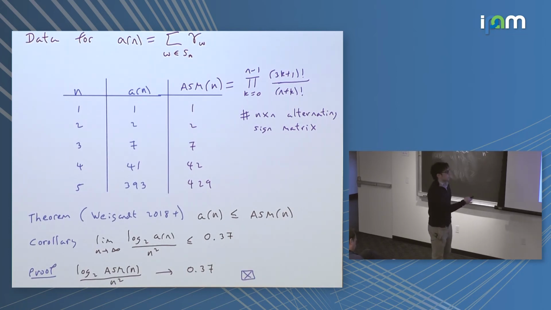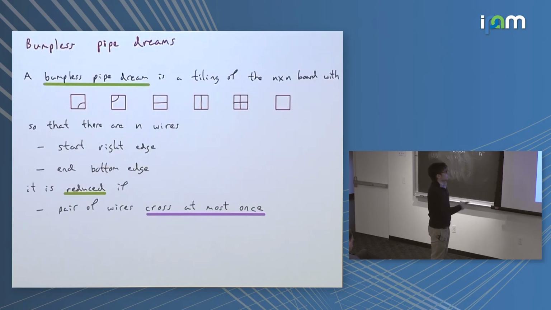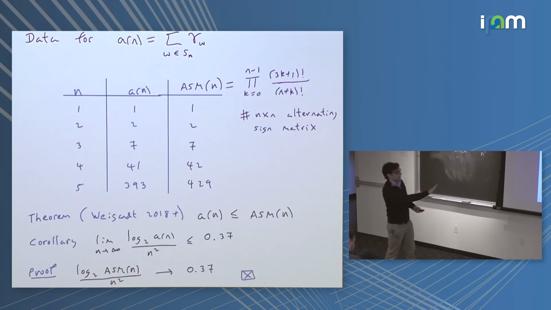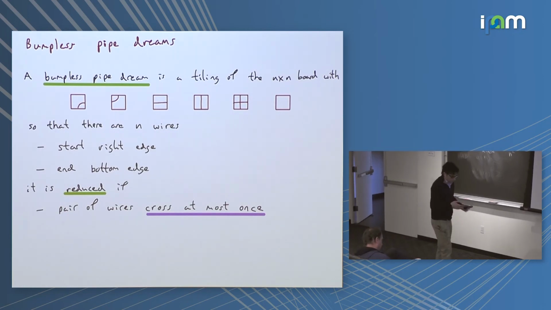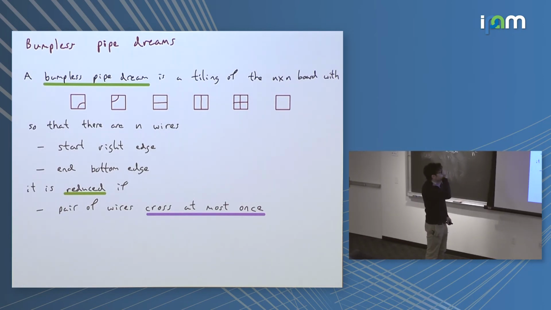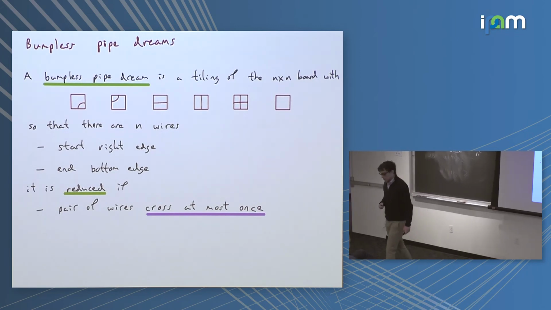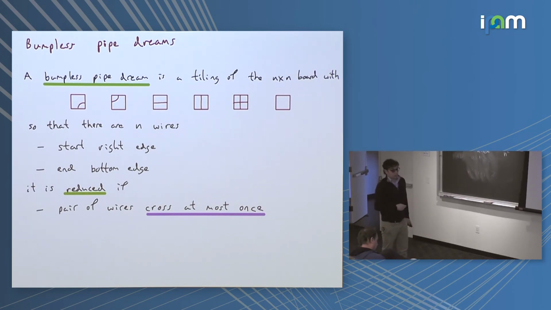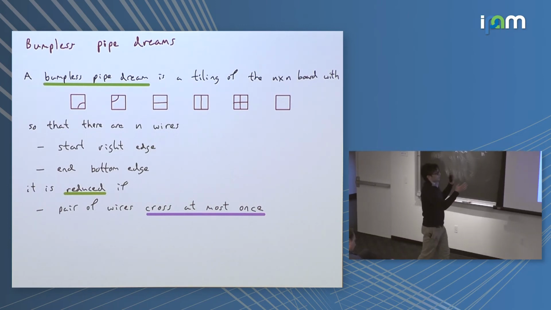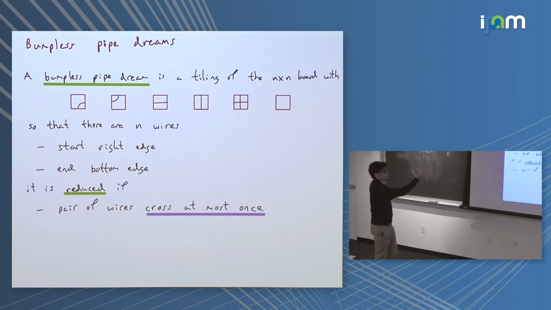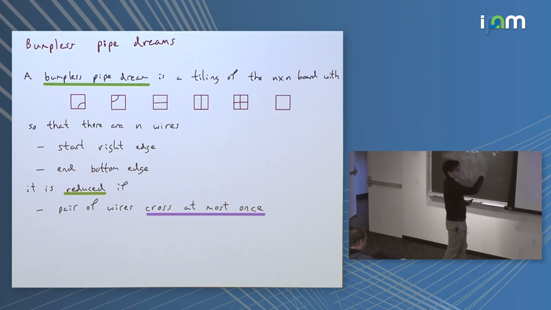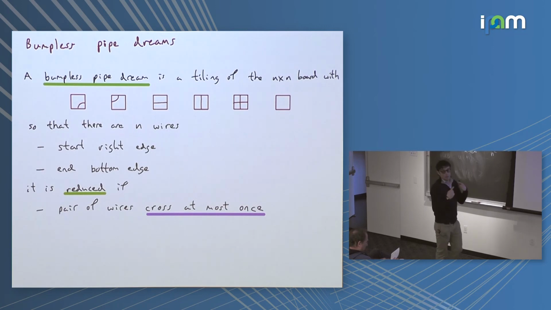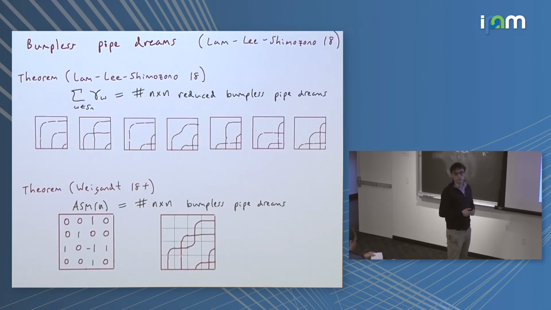Maybe we've seen some talks about the 6 vertex model. Let me just make an aside on where this bound comes from. Another recent model for Schubert polynomials, by Lam, Lee, and Shimozono, uses bumpless pipe dreams. Here we basically have the 6 vertex model: a tiling of the n by n board with these 6 tiles, with the condition that the wires start on the right and go to the bottom. A bumpless pipe dream is reduced if no 2 wires cross more than once.